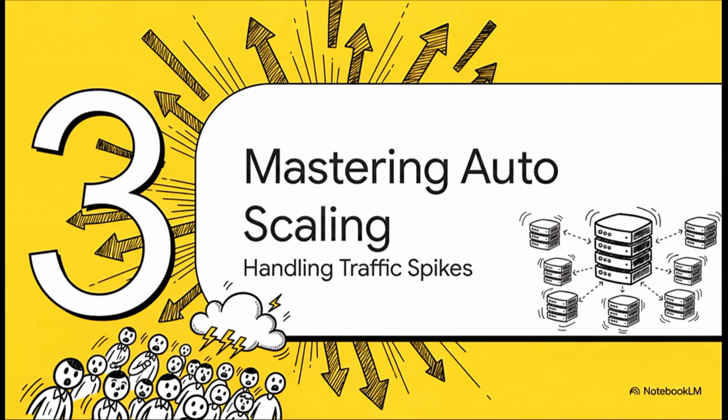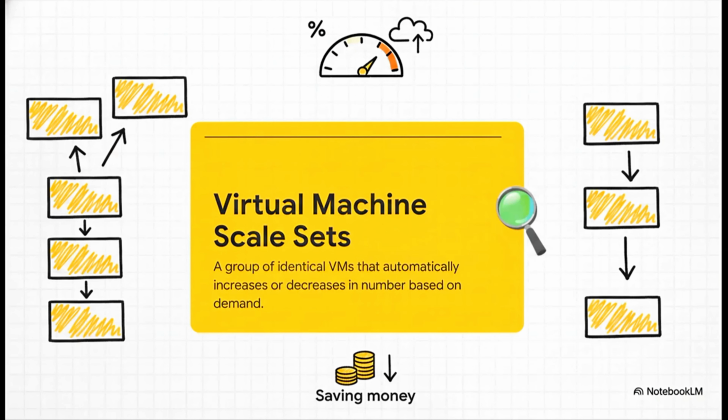Now we've planned for hardware failure, which is awesome, but what about another really common problem? A sudden spike in traffic. Your app gets a shout out on social media and your user load just triples in an hour. How do you handle that without everything crashing and burning? This is where virtual machine scale sets are an absolute lifesaver.